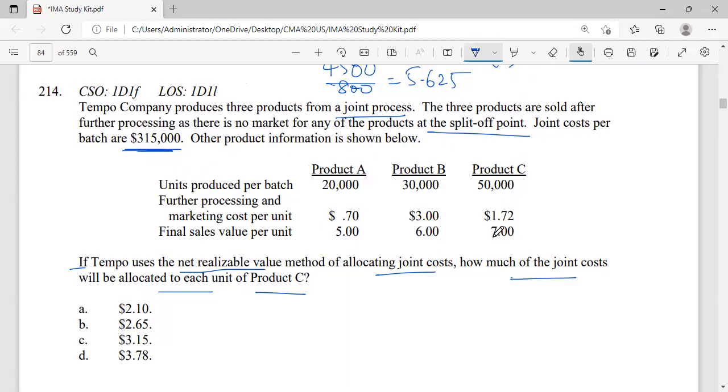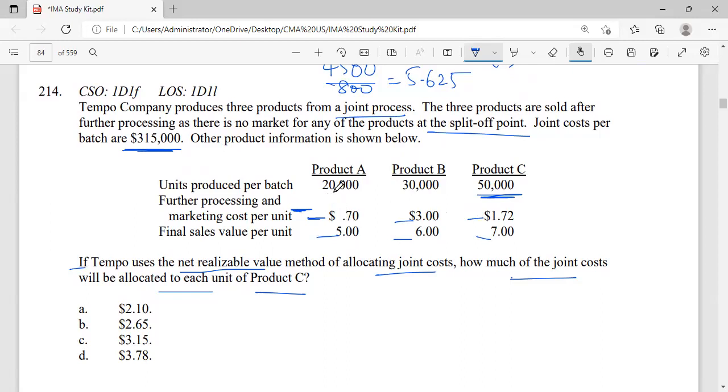And once we find out how much we are allocating to C, we need to divide it by 50,000 to get to the answer. So how much is their selling value or net realizable value after this particular further processing? Further processing, we can see 0.7, 3, and 1.72. And the sales value, we see 5, 6, and 7. So if I just remove this further processing cost, I can directly get my NRV.